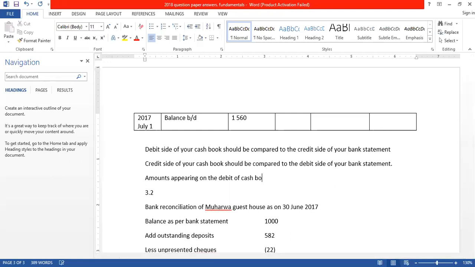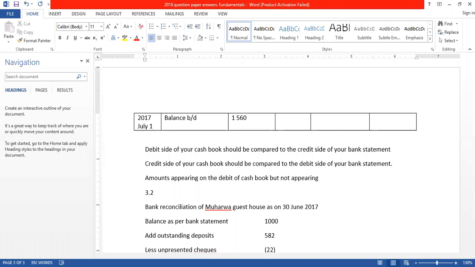Sarafina, I'm lost. Where's the 22 coming from? We said the unpresented checks are amounts that are on the credit side of a cash book, but they are not appearing on our bank statement. So if you look on the 29th, there is D-Risco. We gave a check of 22 to D-Risco, and the 22 is not appearing on the debit side of our bank statement. Oh, okay. Yeah.